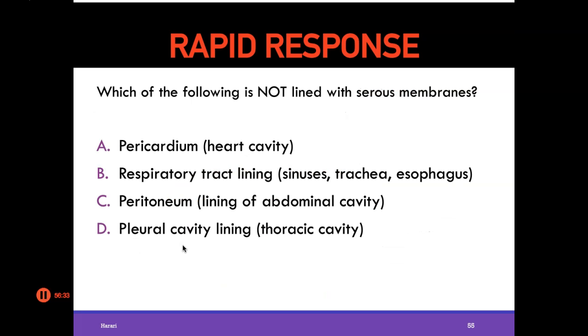Which of the following is not lined with serous membranes? Let's pause here. And the answer is the respiratory tract, right, which is lined with pseudostratified columnar ciliated epithelium.